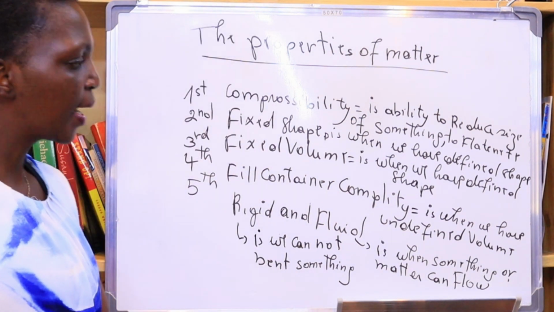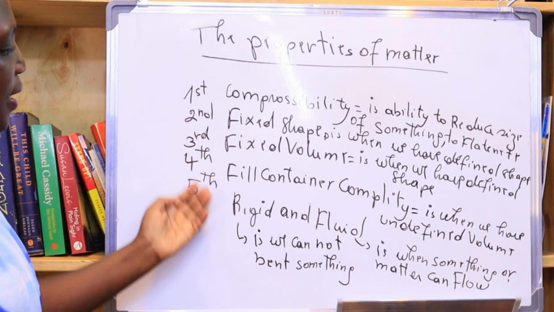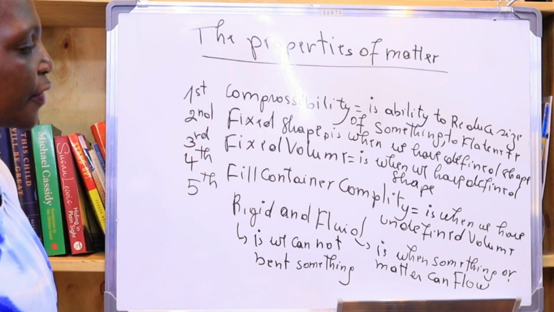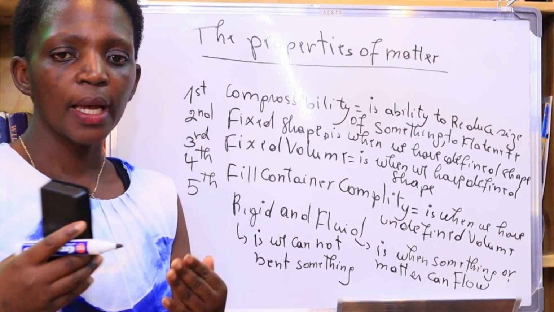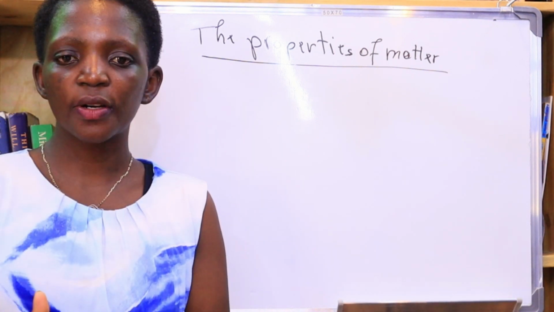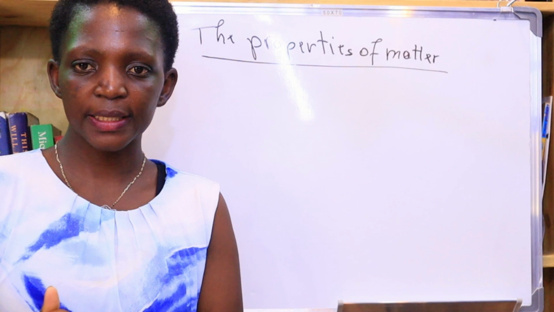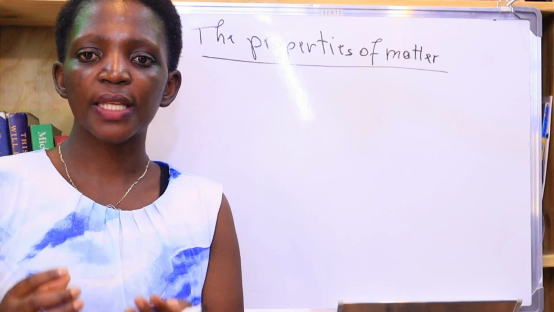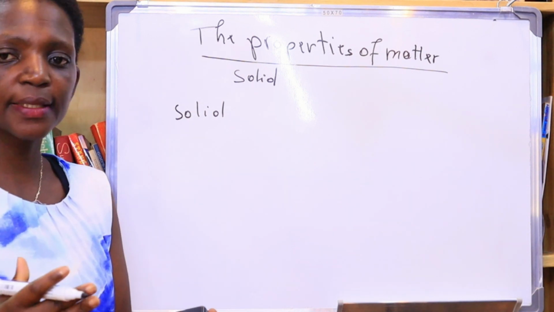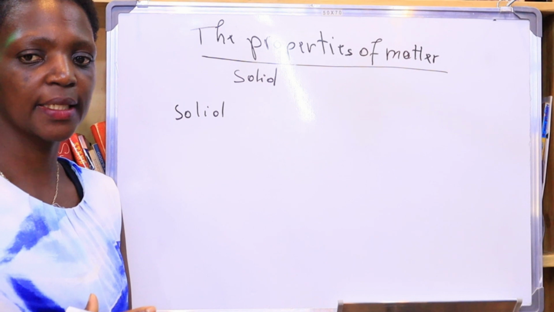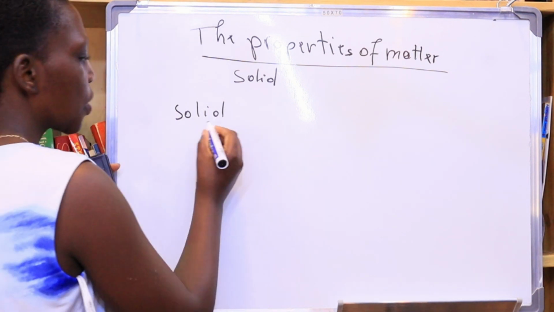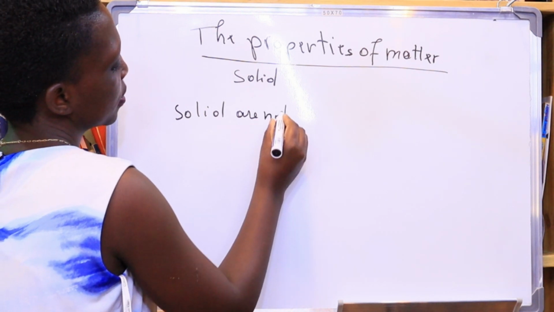So after giving this list of the properties of matter, we are going to see how is gas, how is liquid, and how is solid. Does solid have compressibility, or can we reduce the size of solid by pressure? If we can't reduce the size of solid by pressure, it means that solids are not compressible.